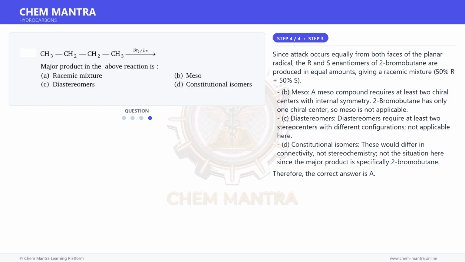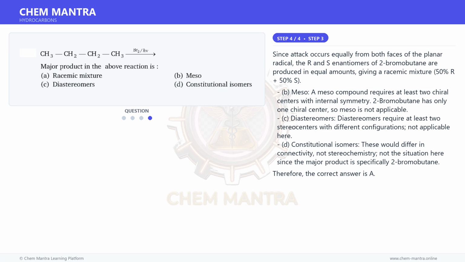B. Meso. A meso compound requires at least two chiral centers with internal symmetry. 2-bromobutane has only one chiral center, so meso is not applicable. C. Diastereomers. Diastereomers require at least two stereocenters with different configurations, not applicable here.